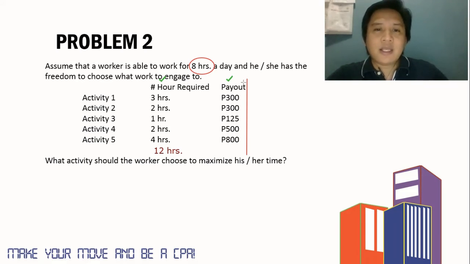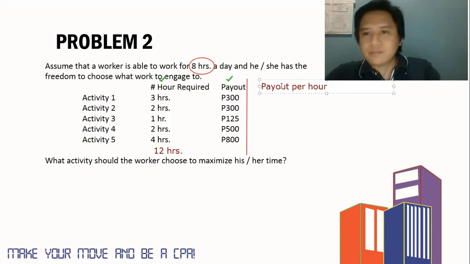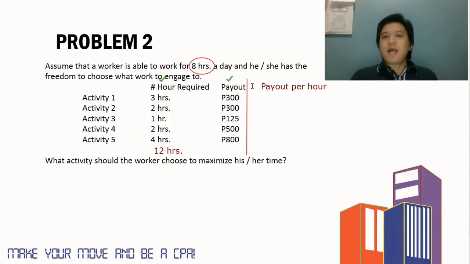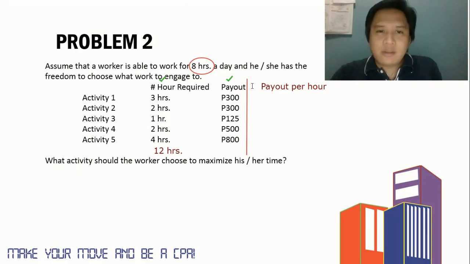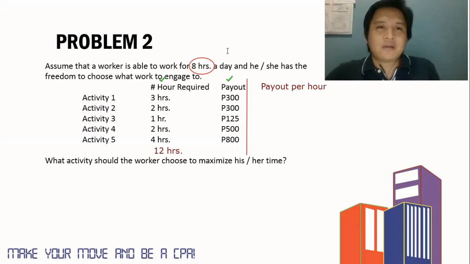Okay, since ang business natin, there is a total payout for a certain number of hours being done. So therefore, what we can do is compute the payout per hour. Once ma-compute natin yung payout per hour, makikita na natin kung what activities we should prioritize and which activities would have less priority.